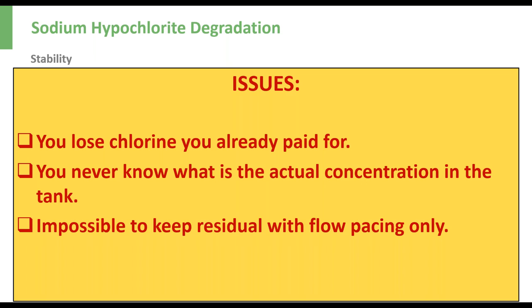And the other thing you have to deal with is you'll never know the actual concentration in that tank. Unless you do daily concentration tests, you won't know what that is. They say, oh, you're delivering it at 12% or 120,000 milligrams per liter. But depending on the temperature you store it at and how long you store it, we can predict what the degradation is, but you actually won't know. And if you don't use any analytical, meaning analyzers, to control it, you can't know exactly what you're putting in. So that's why I like to say it's impossible to keep residual at flow pacing only. Now, fortunately, in this day and age, people don't do as much flow pacing only, but there are some small municipalities that still just rely on a flow meter at a well to feed in the chemical. Unfortunately, with sodium hypochlorite, you could run into issues with that.